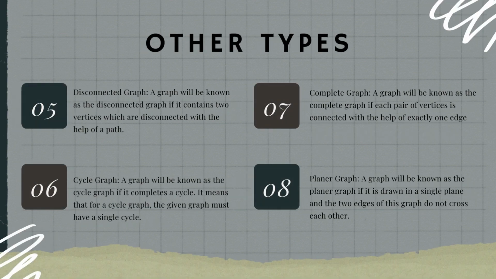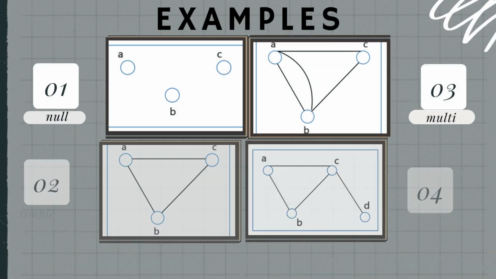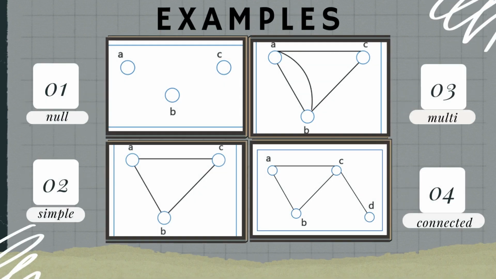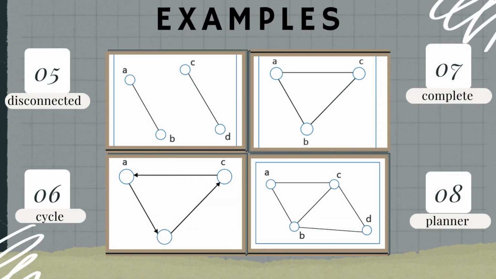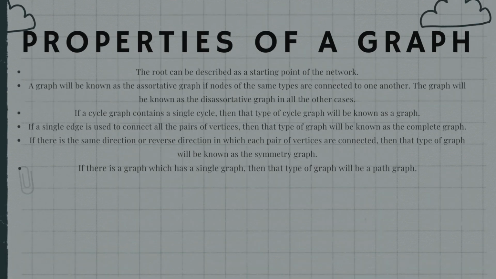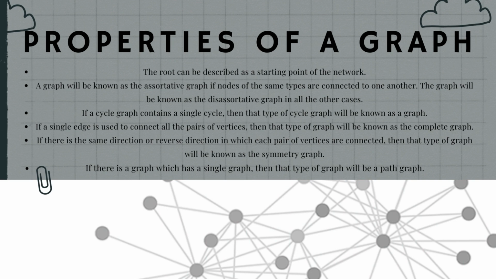If we move to another slide, we can see a few more, which are disconnected graphs, cycle graphs, complete graphs, and planar graphs. And here are a few examples for null, multi, simple, connected, disconnected, complete, cycle, and planar. So here are the examples. And there are many properties of a graph, and these are a few, where the root can be described as the starting point of the network.